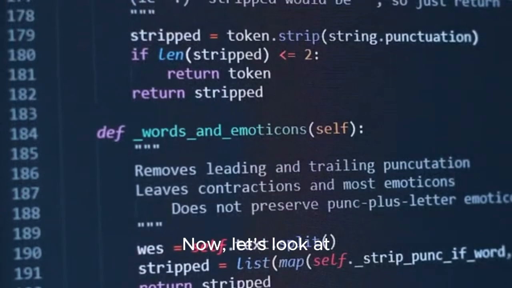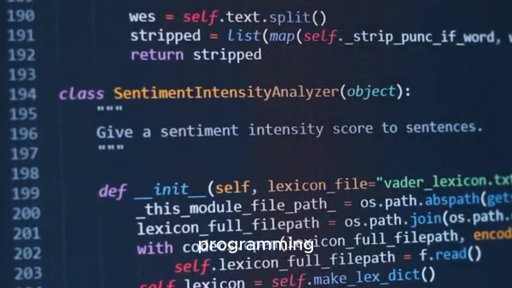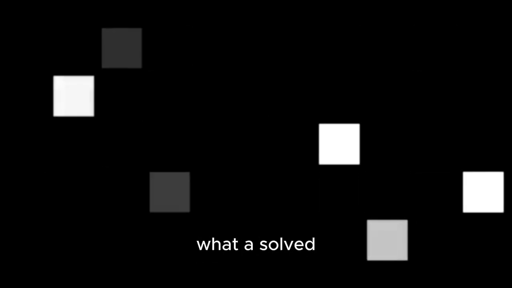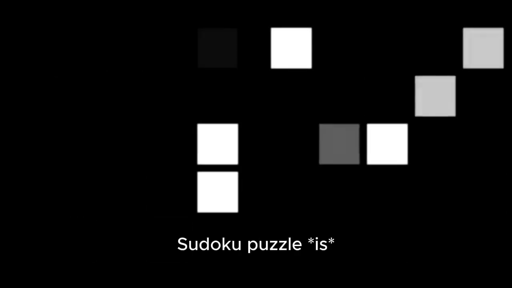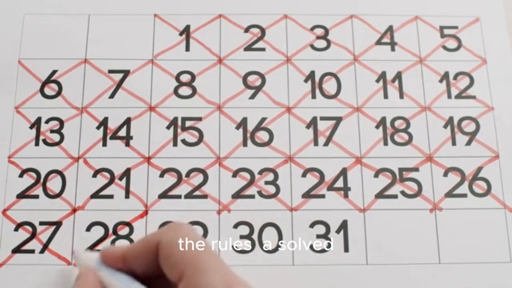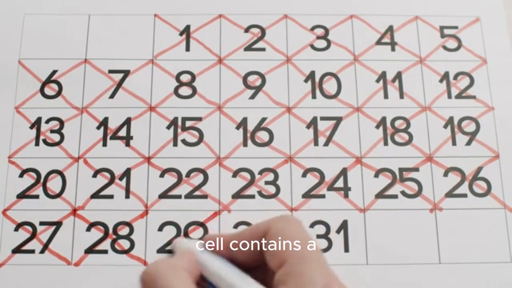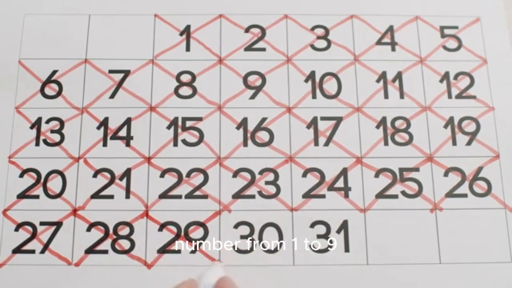Now, let's look at this from a logic programming perspective, using a language like Prolog. Instead of writing step-by-step instructions, you'd simply describe what a solved Sudoku puzzle *is*. You would define the rules. A solved grid is a 9x9 matrix where every cell contains a number from 1 to 9.